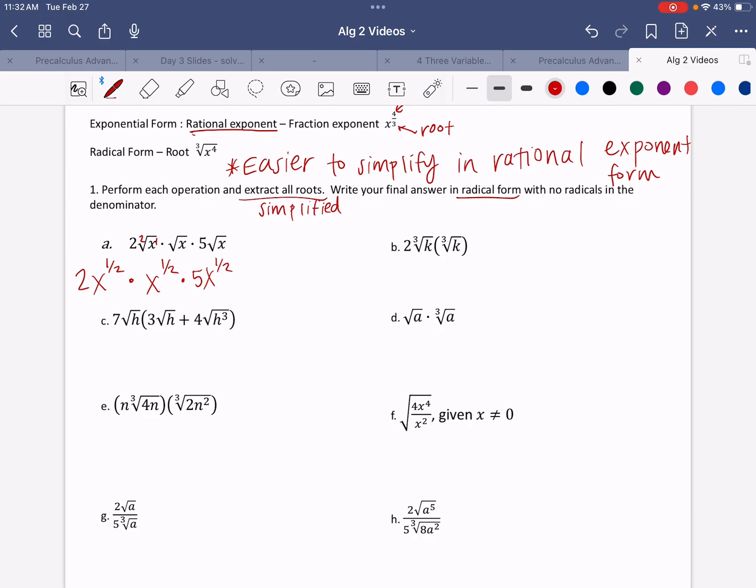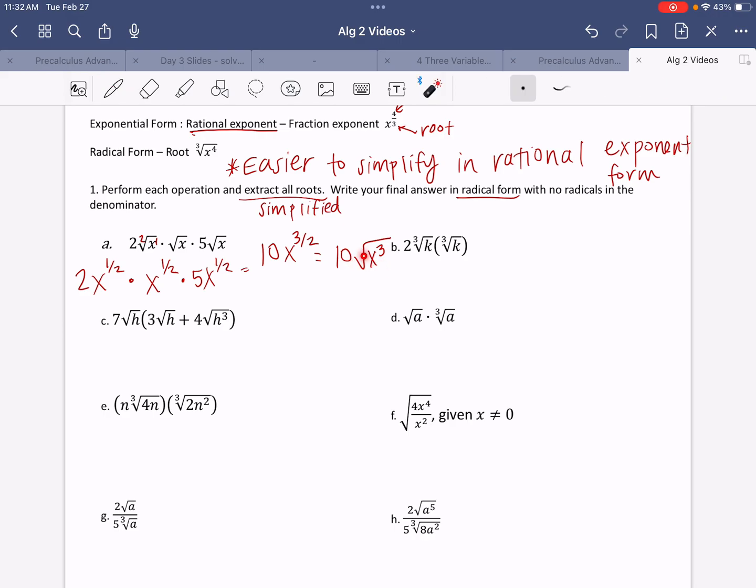So we're going to use our exponent rules and multiply together the coefficients. 2 times 5 is 10. And then I'm going to add the exponents on that common base. So 1/2 plus 1/2 is 2/2, 3/2 is what I get. And then I have to change it back to a radical. So now I can see that it's a square root because of the denominator, x cubed. And we're going to go ahead and see if we can simplify this.